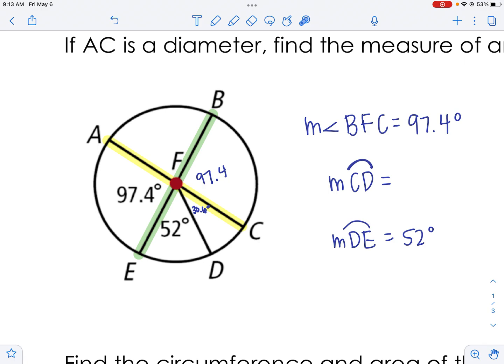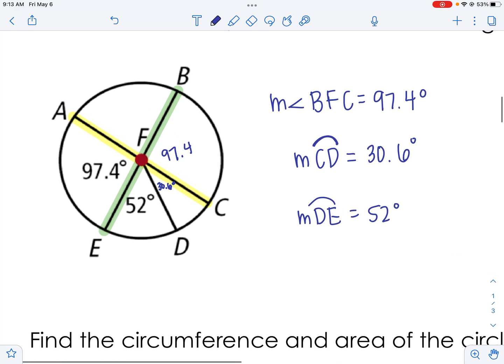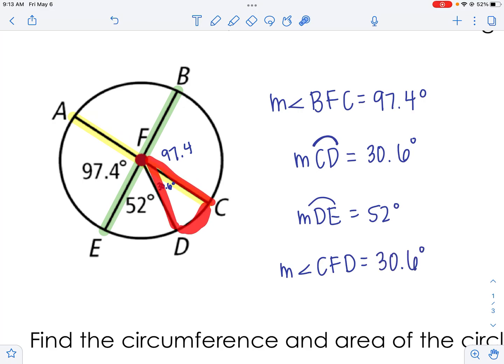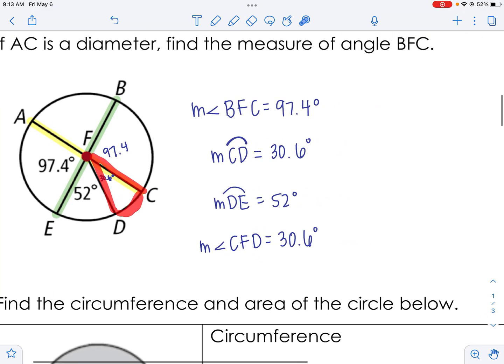So what's the measure of arc C to D? That would just be 30.6. And if I asked you for the measure of angle CFD, that would also be 30.6 degrees because that's the central angle that goes with that arc. Now, I'm going to ask you a few other questions.